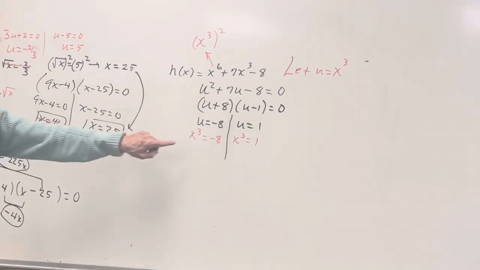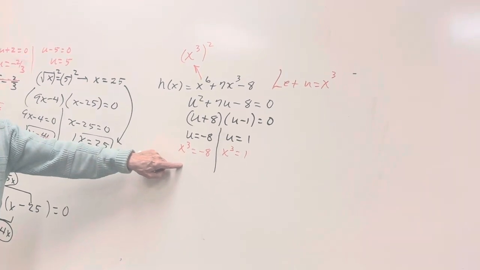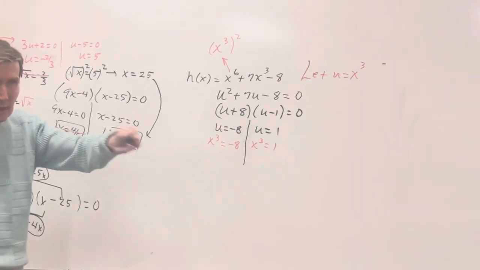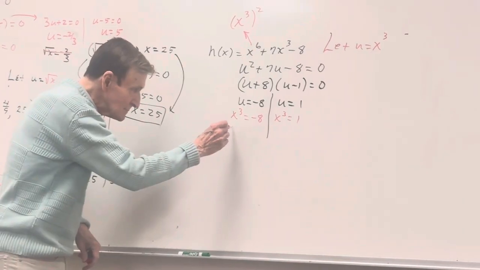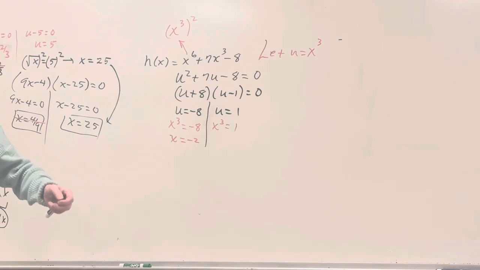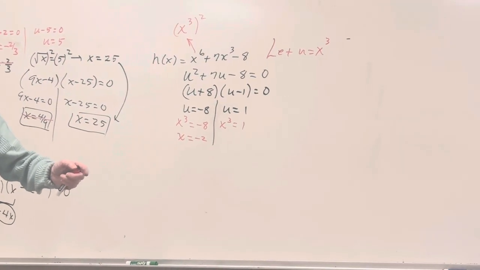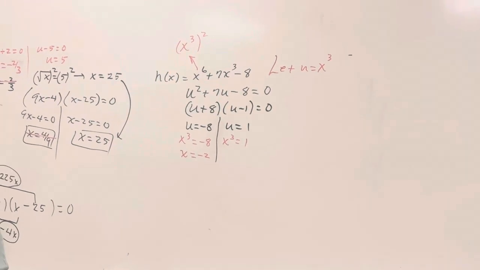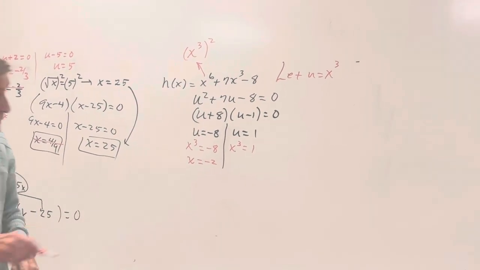I love that u substitution. Pays off. Makes work much easier. Now, can anyone tell me, x cubed is equal to -8, can anyone tell me what x is? Yes? -2. It's gotta be. A -2 times a -2 times a -2 is -8. That's a cube root. On the other side it says x cubed is equal to 1. That one's more obvious. The answer's gotta be 1.